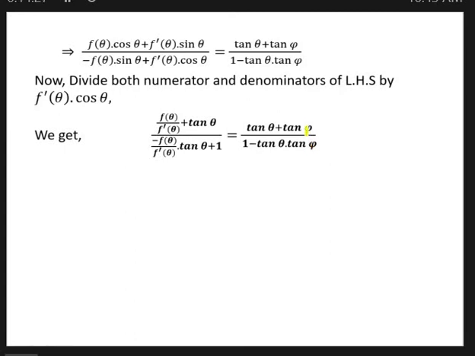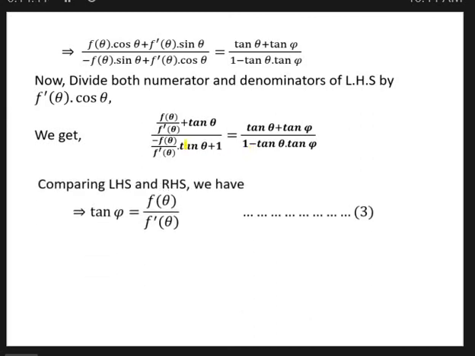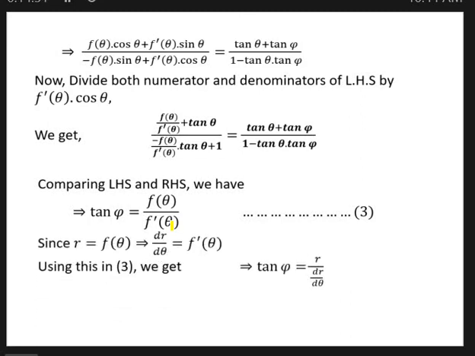Now comparing LHS and RHS, you see tan theta is equal to tan theta and tan phi is equal to f of theta by f dash of theta. Similarly, in the denominator also we get the same. Therefore, by comparing LHS and RHS, we have tan phi is equal to f of theta by f dash of theta. So consider this as equation 3.